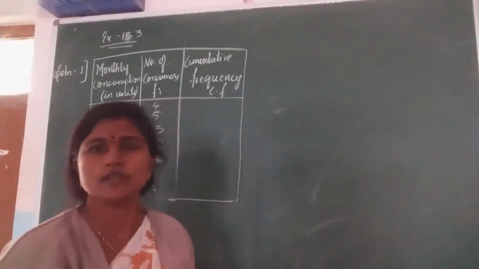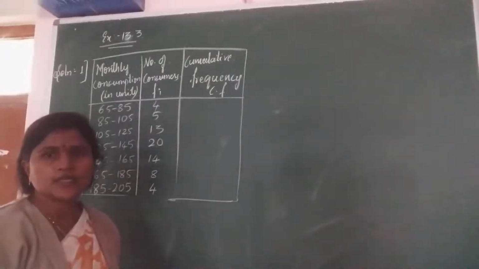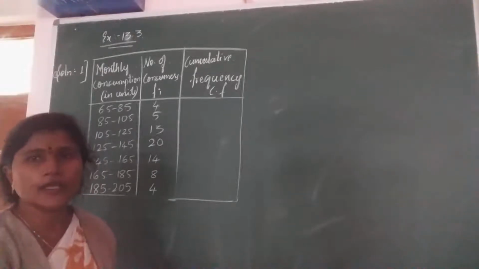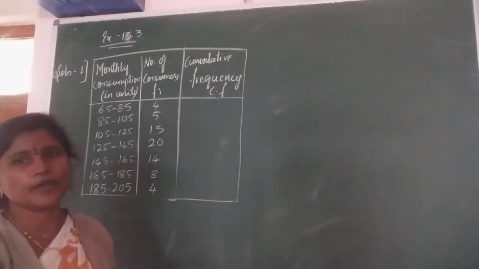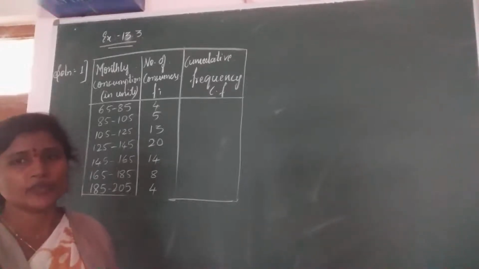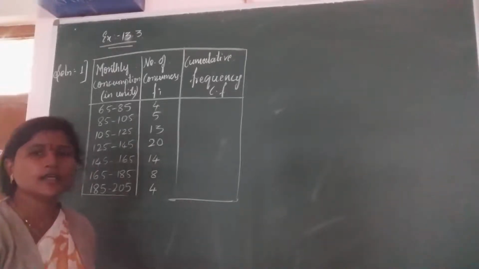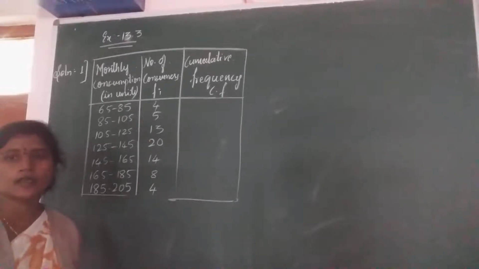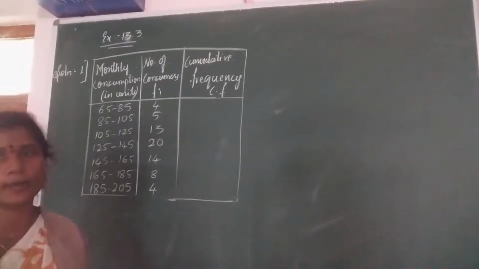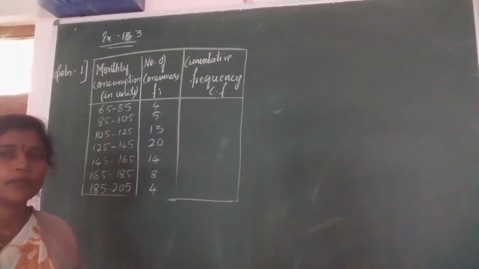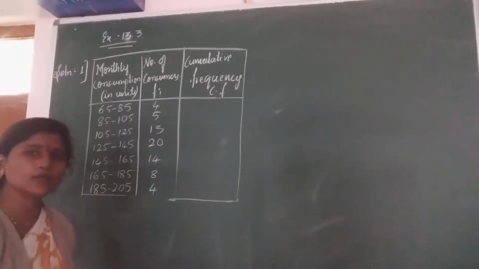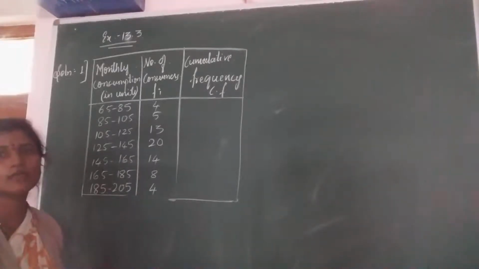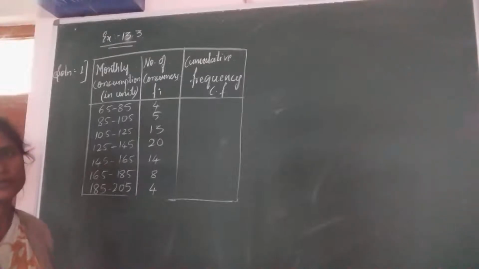Good afternoon, students. Yesterday, in the previous class, we learnt about the median, and how to find the median when ungrouped data is given. In ungrouped data, if there are an odd number of terms, we use the formula (n plus 1) by 2. When there are an even number of terms, we use the average of the n by 2th term and the (n by 2 plus 1)th term, divided by 2. That is nothing but the median.